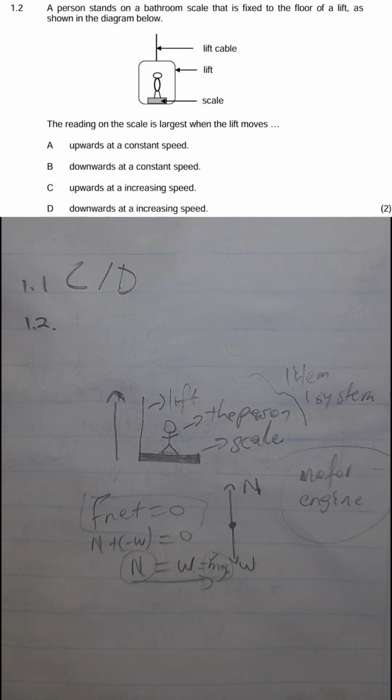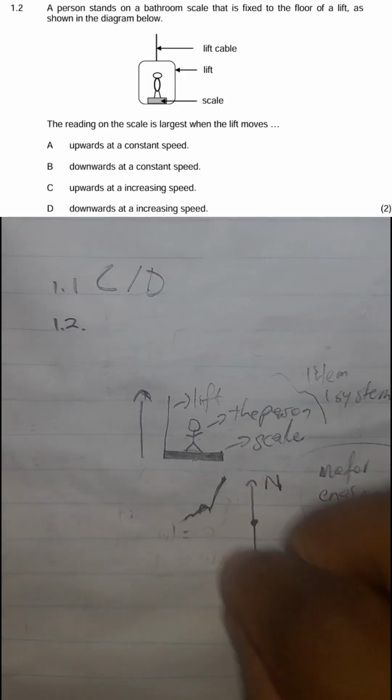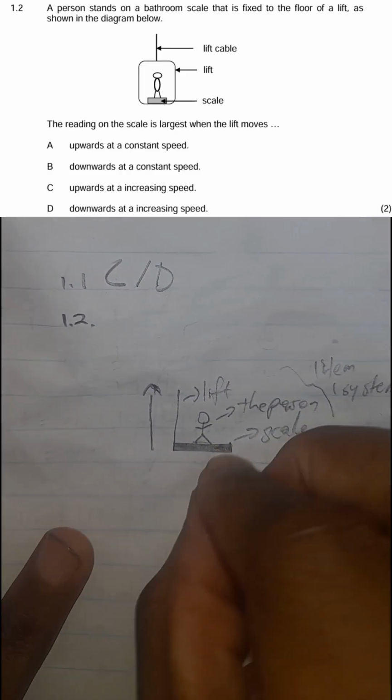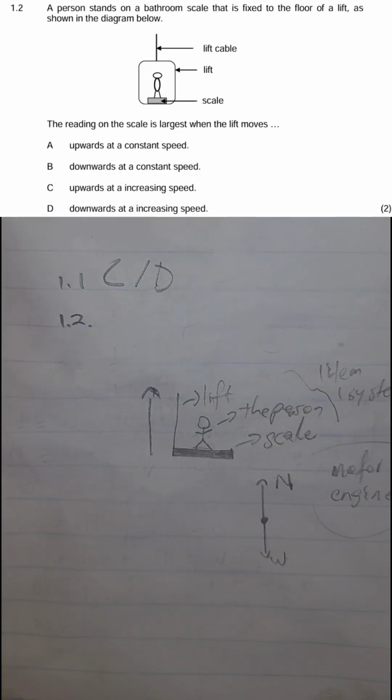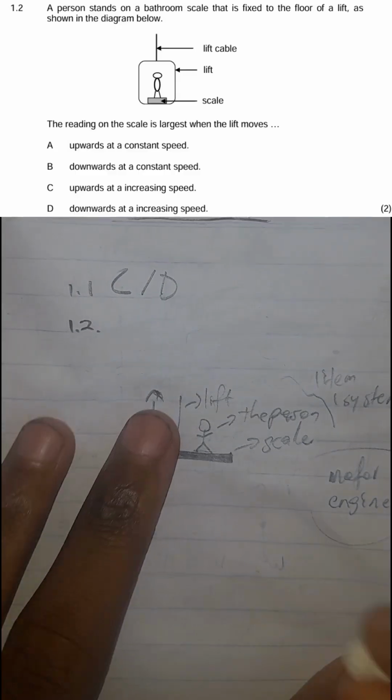Maybe it is going at an increasing speed, like we have in the options in this question. Let us start with going up at an increasing speed. If the speed is not remaining constant but increasing, that means this lift is accelerating. So if it is accelerating, that means that the F net is not equal to 0.